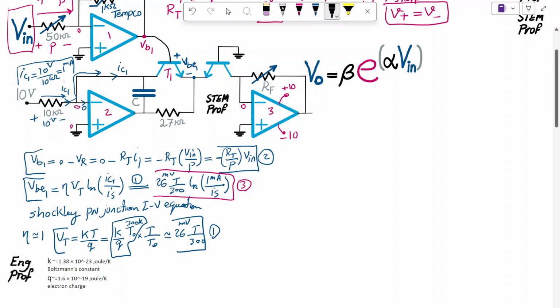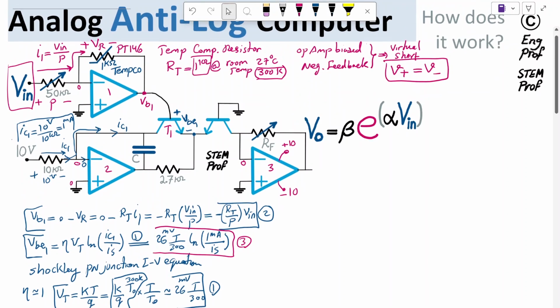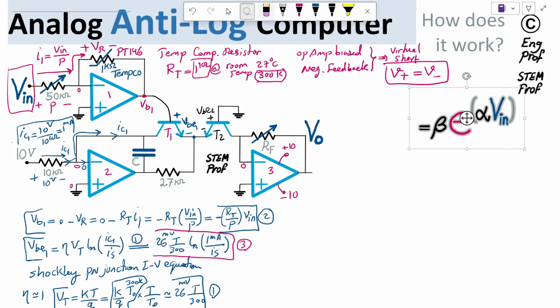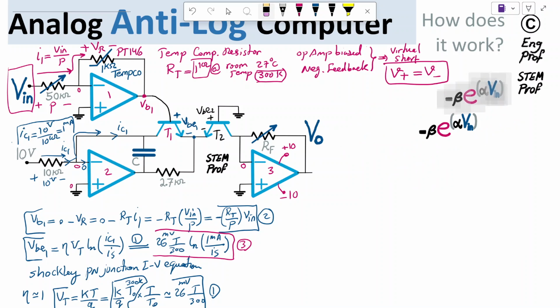Okay, so I'm gonna now write the equation for the VBE of transistor 2 with the same idea. So I'm gonna just put this aside. So let's park this for now. And with that aside, I can continue and write this.